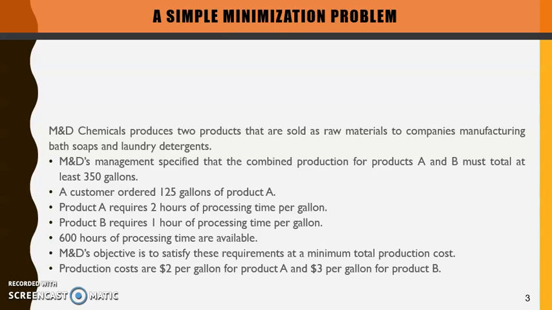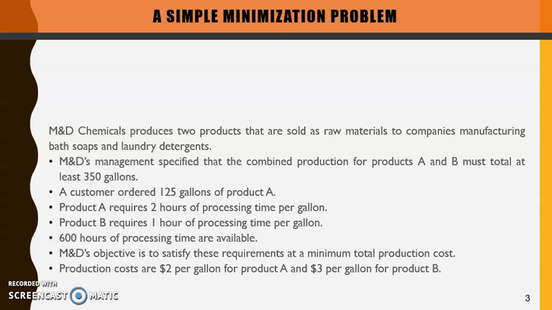The first bullet says M&D's management specified that the combined production for product A and B must total at least 350 gallons. A customer ordered 125 gallons of product A. For this one, it gives you the minimum amount of production you must have, because already you have a customer who put the order of 125 gallons of product A.